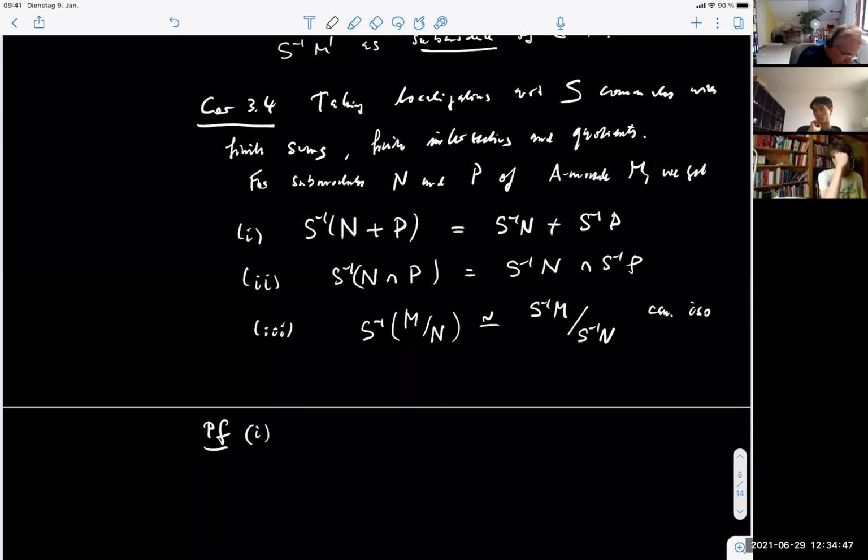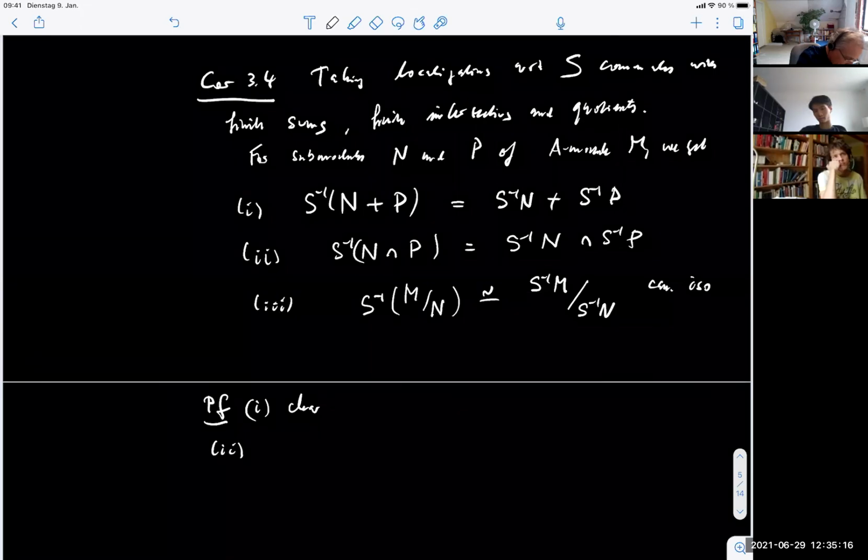I mean, most of it is clear. I would say A is clear. You just write down how the elements of these objects look like, and then that's what it is. There's nothing more. For part two, a little reasoning is needed.